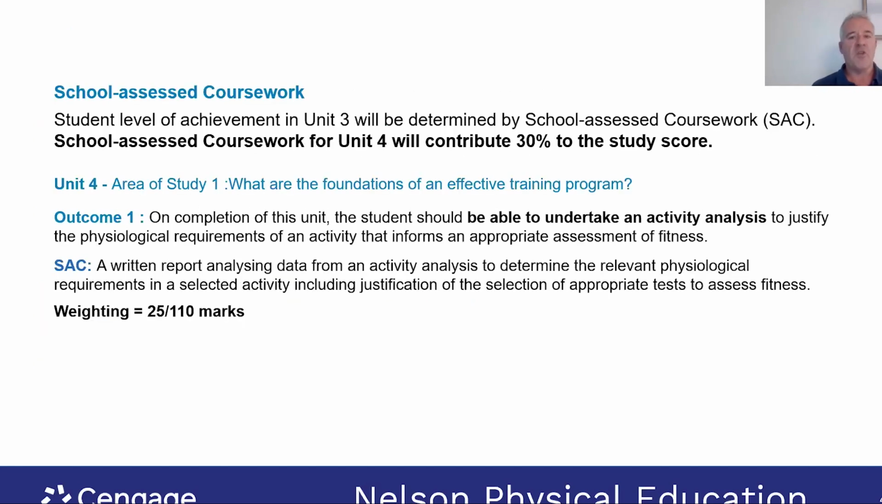Unit 4 contributes 30%, and that 30% has got different weightings. So please bear with me, and you don't need to take out a calculator, just bear with me. So what are the foundations of an effective training program? After students have undertaken an activity analysis and they've justified the inclusion of their fitness tests in the assessment of fitness, they need to come up with a written report. And this SAC is worth 25 out of 110 marks.